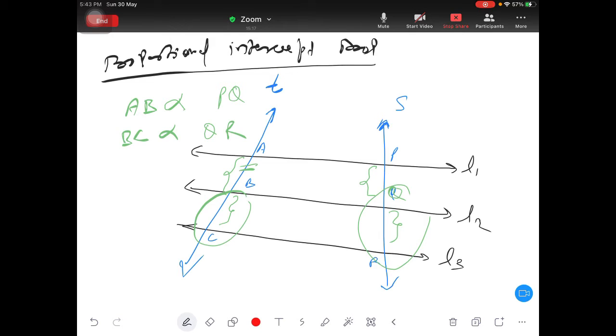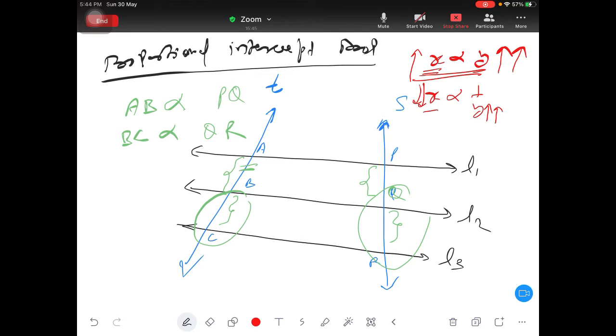Actually we have two things, one is called proportional and one is called inversely proportional. That I will teach you right now. If x is proportional to y, then in English you will read this as x is directly proportional to y. So if y increases, x will increase. In the same way, if you write x proportional to 1 by y, you will read it as x is inversely proportional to y. In this case, if y increases, x will decrease.